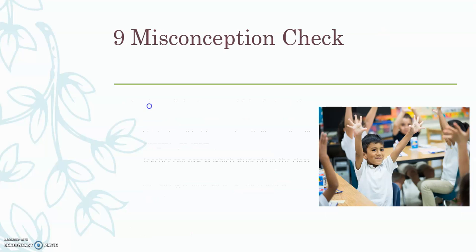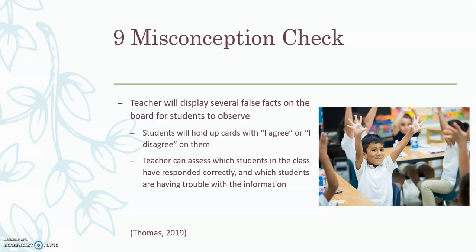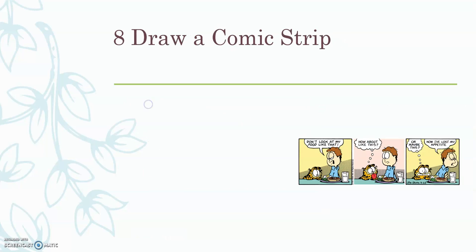Number 9, misconception check. In this exercise, teachers will display several false pieces of information on the board for students to read and observe. And students will have the opportunity to say whether they agree or disagree, which can help the teacher assess the class's level of understanding of a topic.